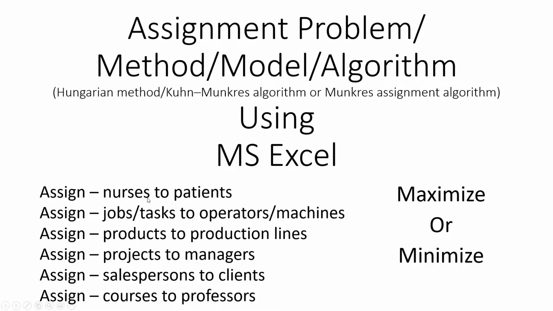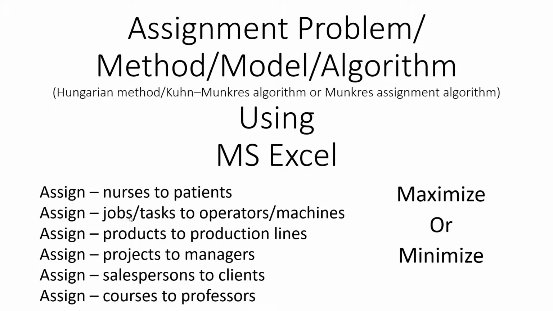For example, you are trying to increase patient satisfaction. So how can we arrange and assign nurses to different patients so that you can increase the total amount of patient satisfaction? For example, you're trying to assign jobs or tasks to machines or operators. So how can you organize that so that the total amount of time it takes to complete all the jobs is minimized?